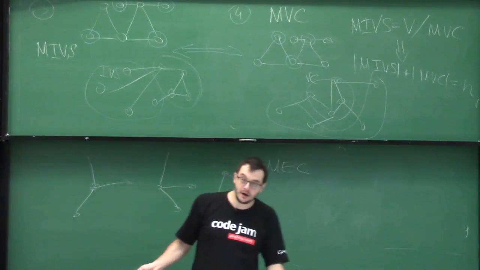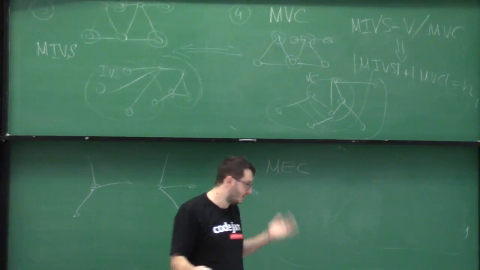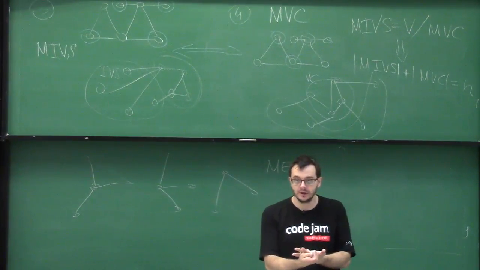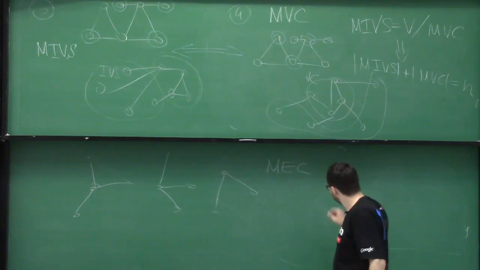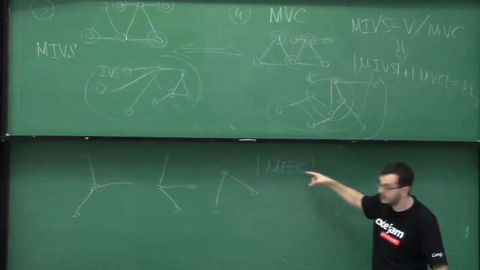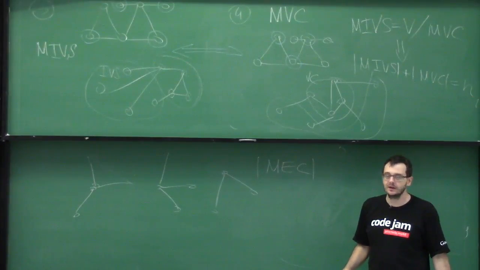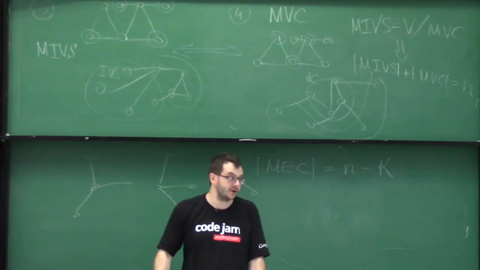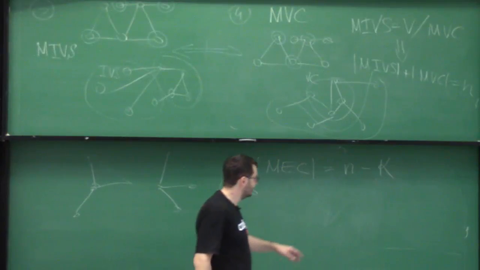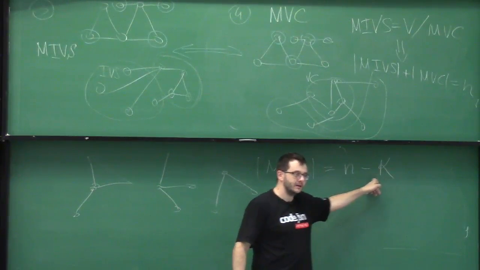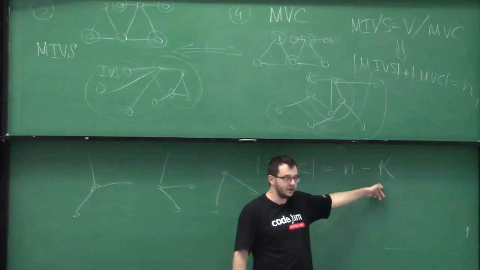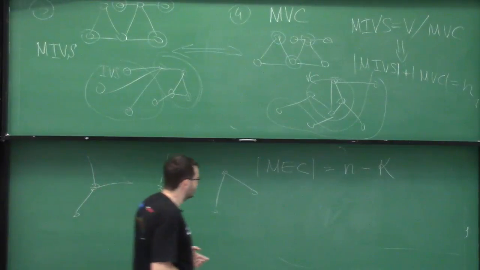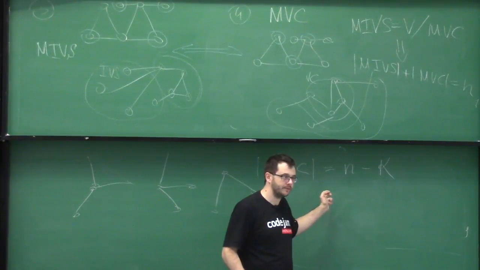It is a set of disjoint trees, and if you have a set of disjoint trees, the number of edges in it, the size of MEC, is n minus the number of components, the number of trees. If you have 1 tree, it contains n minus 1 edges. If you have two trees, they both contain n minus 2 edges, and so on.